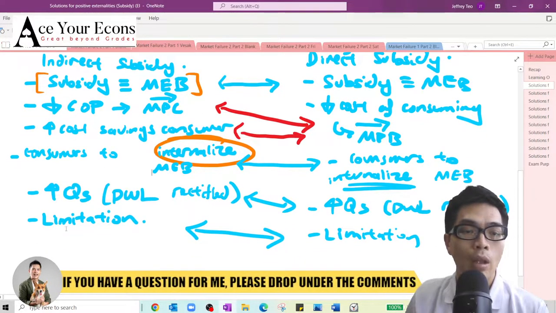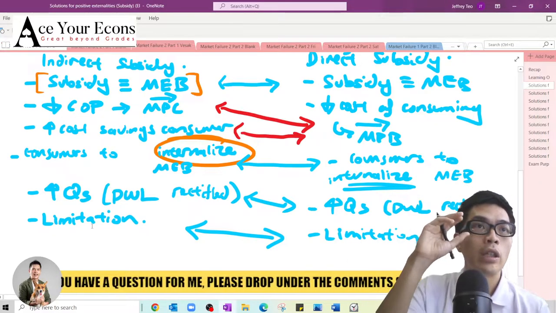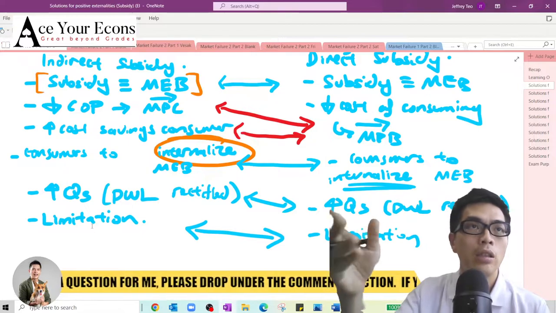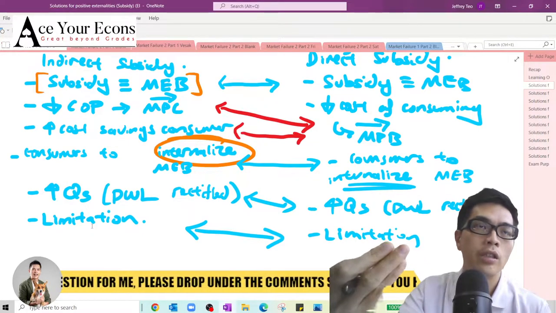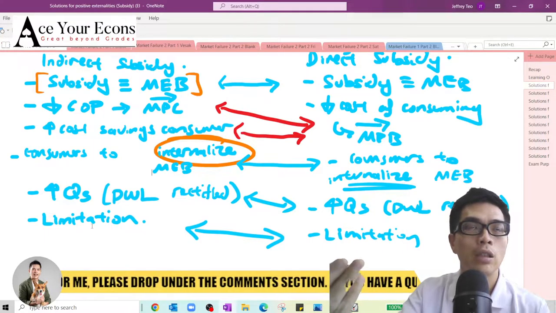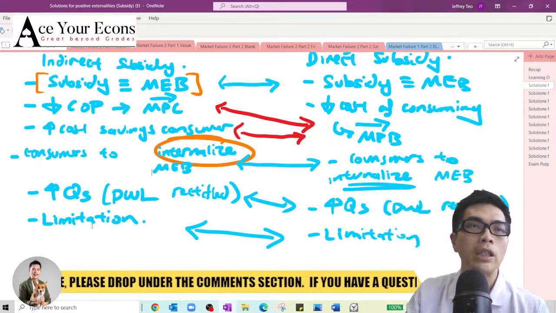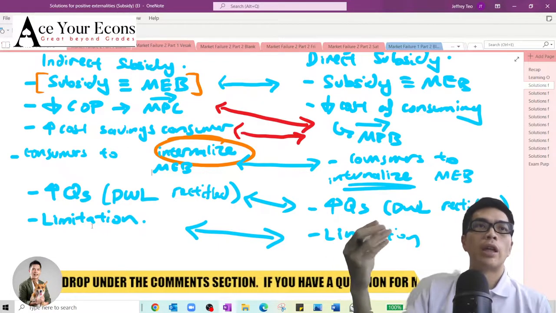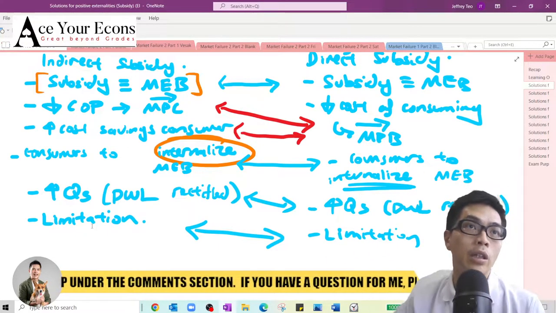And make sure you state the limitation. Limitations, I'm going to leave it to you to state what is the limitation of a subsidy. You can state budget constraint. It's a fairly popular outcome. Your government will have to spend to finance this. The same limitation applies for direct provision as well, and this will incur an opportunity cost elsewhere.